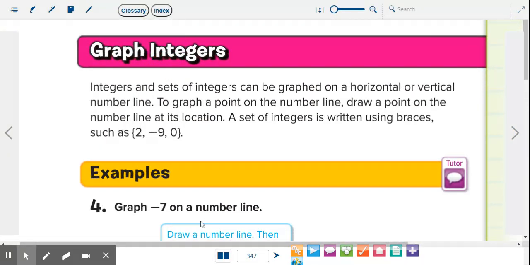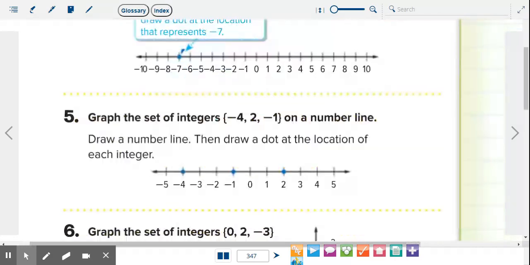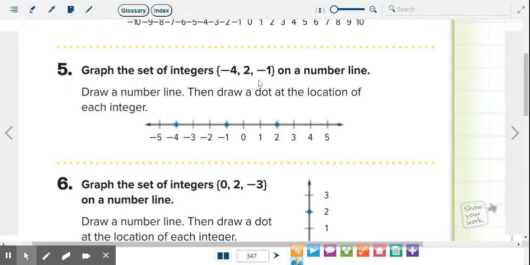All right, now we're going to take those integers and we're going to graph them on a number line. You can either have a horizontal or a vertical number line. This would be a horizontal number line. So they want you to graph -7 on this line. Well, you literally just put a dot right there on the number line. That easy. In this case, they give you 1. Now, sometimes they'll give you a set of integers, and they just want you to put a dot on each one.